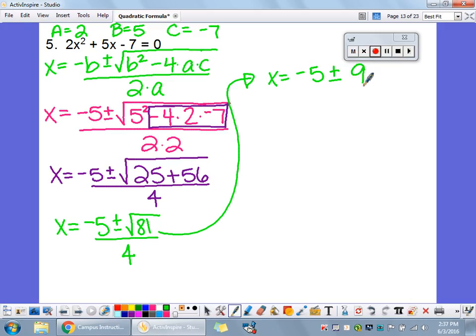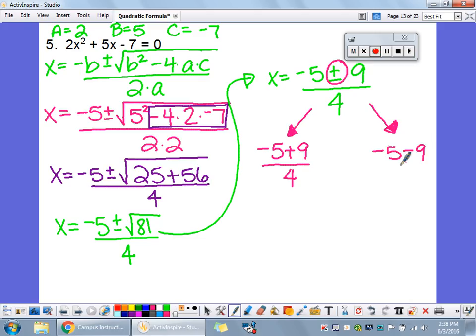And remember, when we take the square root of a number, the radical sign goes away. So -5 plus or minus 9, and then all over 4. And then this is the part where this guy comes into play, right? So we know our discriminant is positive, which means we're going to have two solutions. And because it's a perfect square, we're going to have two rational numbers for our answers. Okay? So -5 plus 9 over 4, and -5 minus 9 over 4.